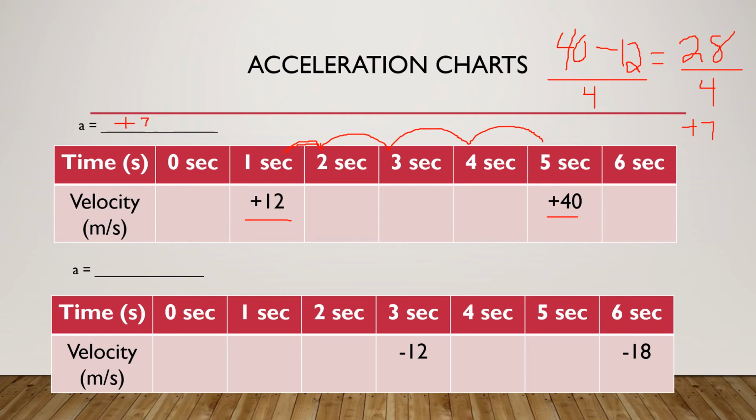Well, let's see if that's right. 12 plus 7 is 19. 19 plus 7 is 26. 26 plus 7 is 33. 33 plus 7 is 40. 40 plus 7 is 47. And then to get the very last here, we're going to minus 7. 12 minus 7 is 5.